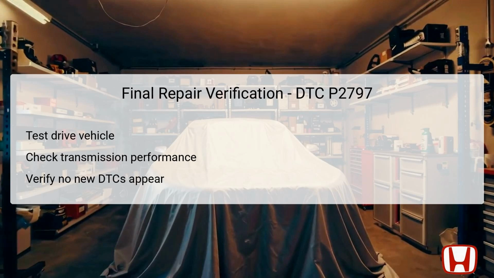Additionally, after the test drive, the technician must again use the Honda Diagnostic System, HDS, to check for any new or unresolved DTCs. The absence of new or recurring trouble codes will indicate a successful repair and restoration of normal performance, providing the driver with the assurance of reliability.